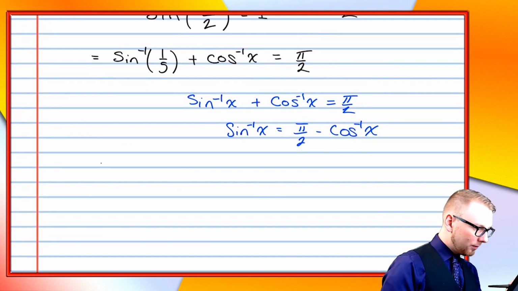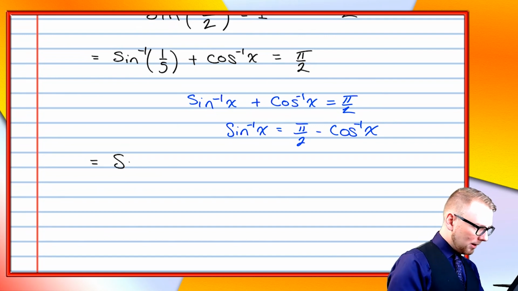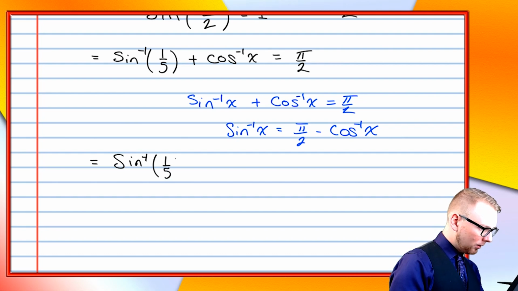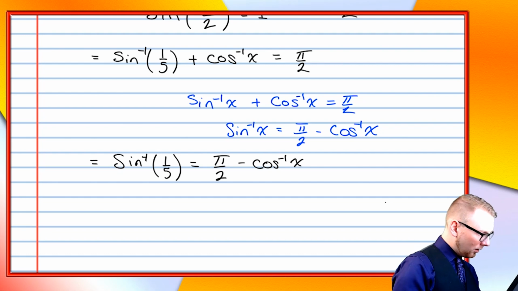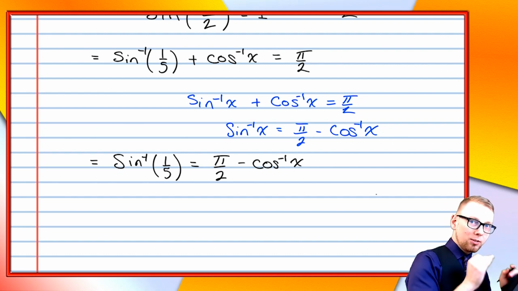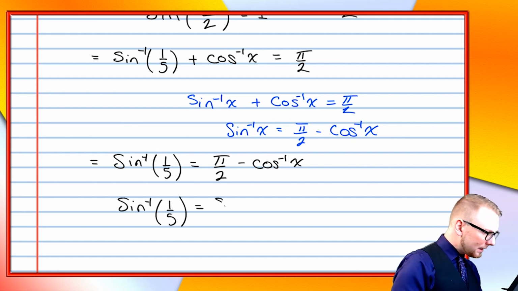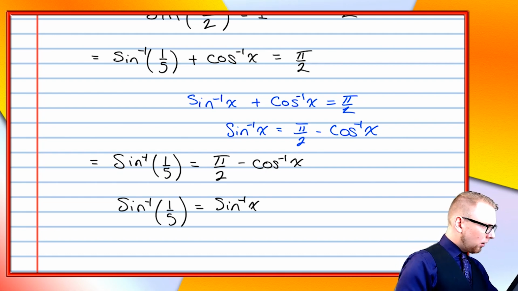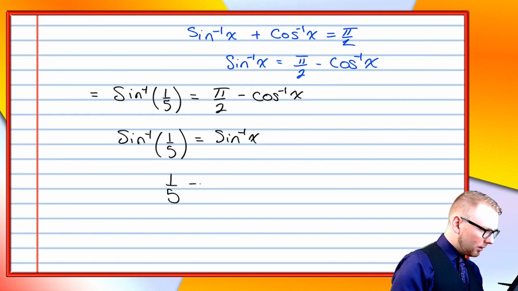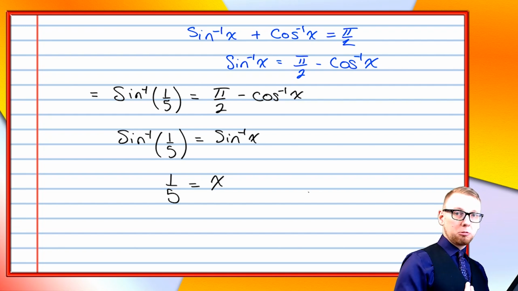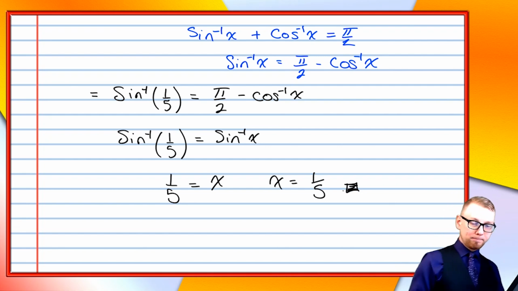We've got sine inverse of 1/5. We're going to bring this cosine inverse of x over to the other side. We've got sine inverse of 1/5 is equal to pi over 2 minus cosine inverse of x. Well, look at that, we know that that is sine inverse of x. So sine inverse of 1/5 is equal to sine inverse of x. If we take the sine of both sides, they cancel out, so we've got 1/5 is equal to x. There you go, x is equal to 1/5. Done like dinner. Next problem.